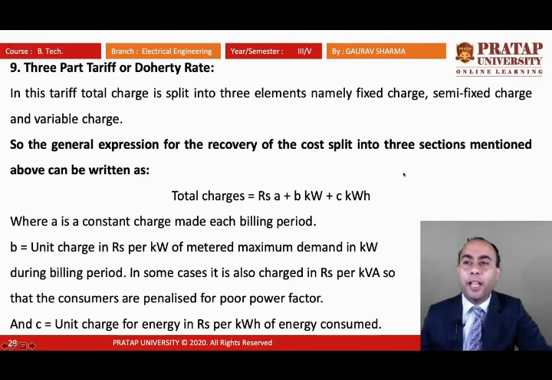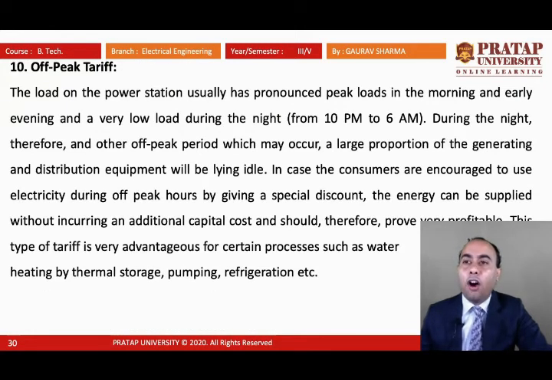Next is a three-part tariff. In this tariff, the total charge can be given by the formula A plus B kilowatt plus C kilowatt hour, where A is a constant charge made for each billing period, B is a unit charge in rupees per kilowatt of maximum demand, and C is the unit charge for energy in rupees per kilowatt hour of energy consumed. So a three-part tariff is split into fixed charge, semi-fixed charge, and variable charges. And the off-peak tariff.